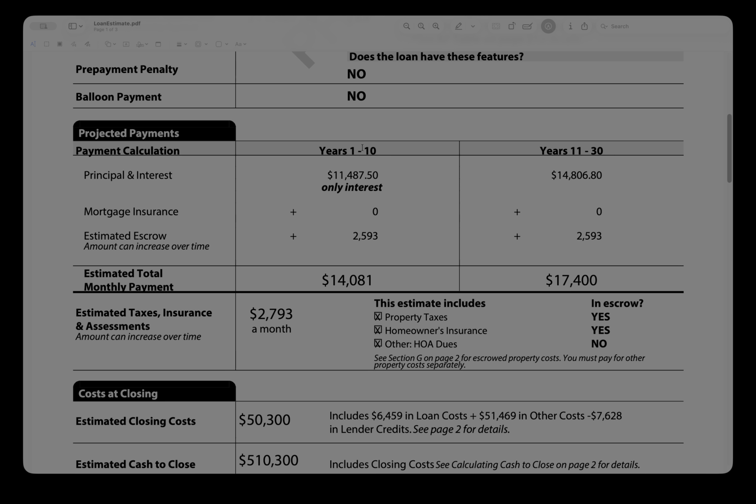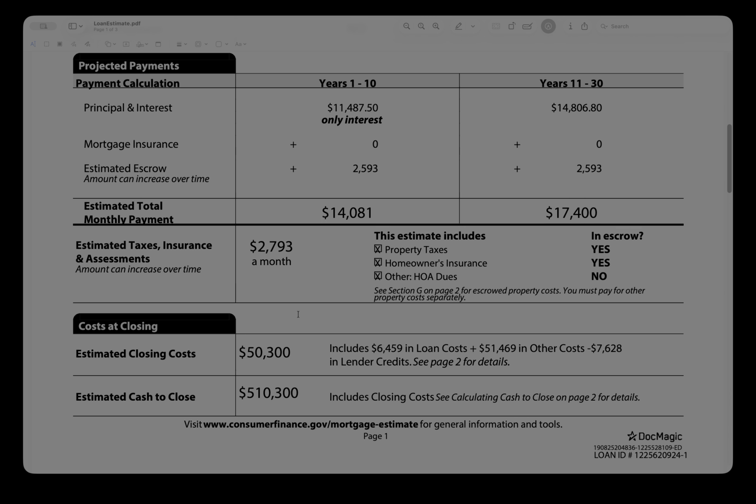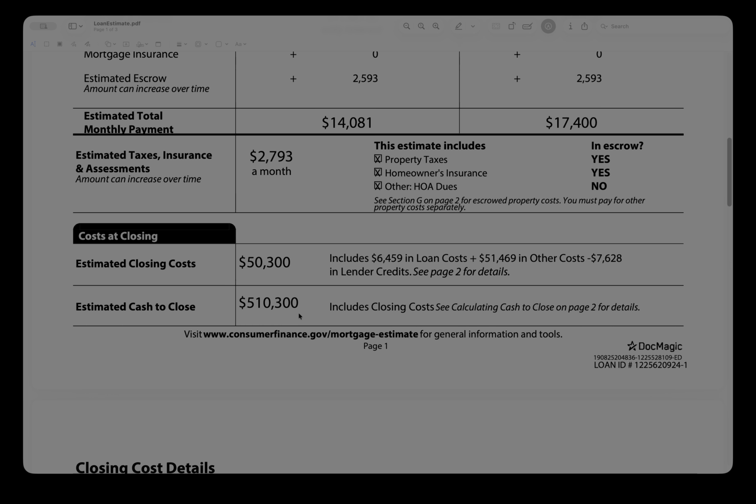Another thing to realize, even within the 10 years, the property insurance and property taxes can change. So this 2593 can change once a year. Generally in February they reevaluate this, and this number can change every year. Okay, so your monthly payment can go up or down.